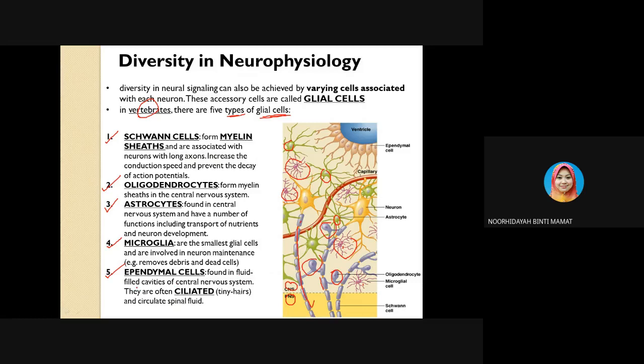Okay, and the last one we have the ependymal cells. These ependymal cells can be found in fluid-filled cavities of the CNS. They are often ciliated, which means they have tiny hairs, and circulate the spinal fluid. The function is to circulate the spinal fluid. So these are the five accessory cells, or the five glial cells, in the vertebrates.